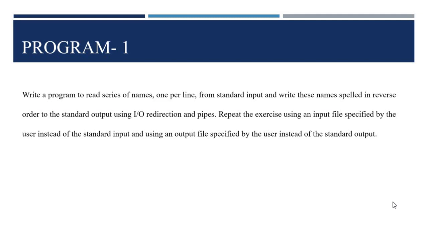So today we are going to discuss the lab programs of File Structures. The first program is to write a program to read a series of names, one per line, from the standard input and write these names spelled in reverse order to the standard output using IO redirection and pipes. Repeat the exercise using an input file specified by the user instead of standard input, and using an output file specified by the user instead of standard output.